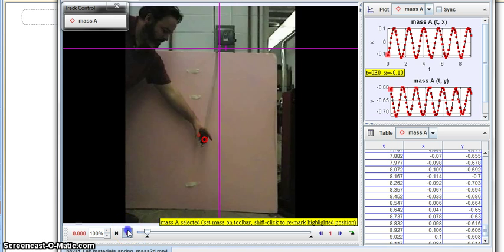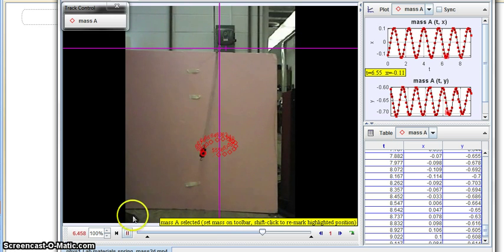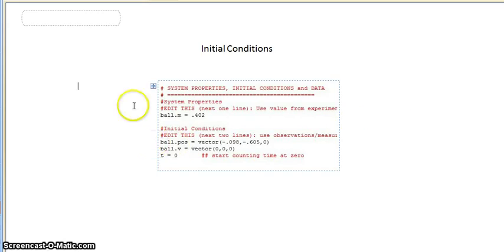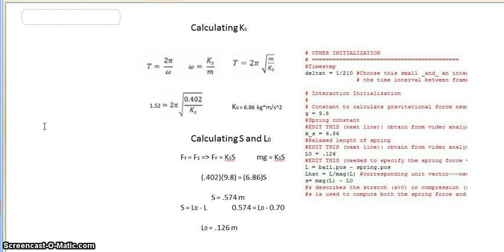I used Tracker to extract the position data of the spring mass as it oscillates. I used this data to get the initial position of the spring mass, which I used in my model. I also plugged in the mass, which is 0.402 kilograms, and the initial velocity, which is 0 at time equals 0. Then I calculated the spring constant.